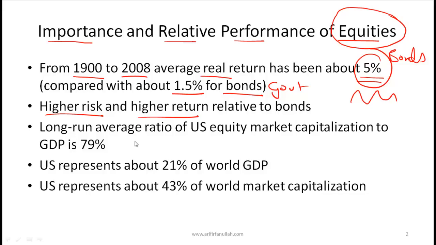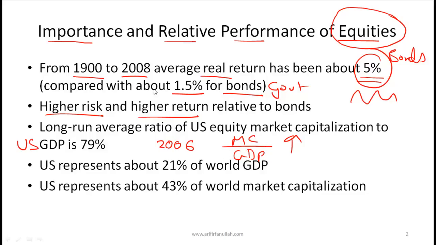The long run average ratio of US equity market capitalization to US GDP is 79%. So this just gives an idea of how large the US equity market is. And this also gives us a useful tool, because in a given year, let's say in 2006, the ratio of market capitalization to GDP was very high. So this would imply that in 2006 and early 2007, the market capitalization or the equity markets were overvalued.